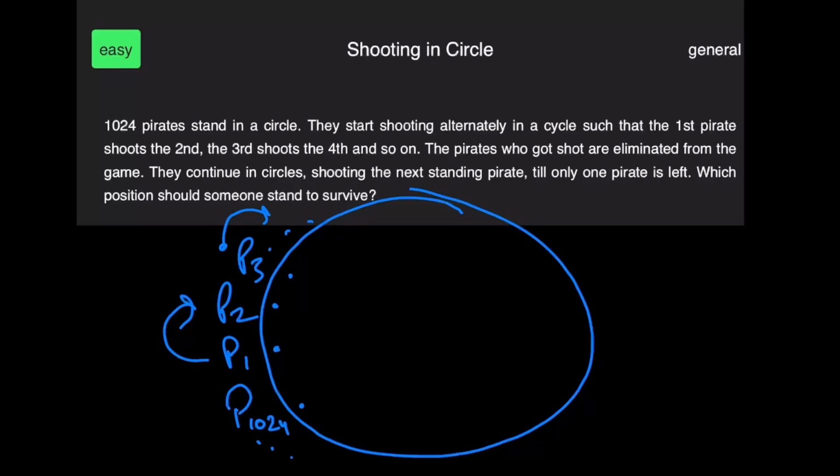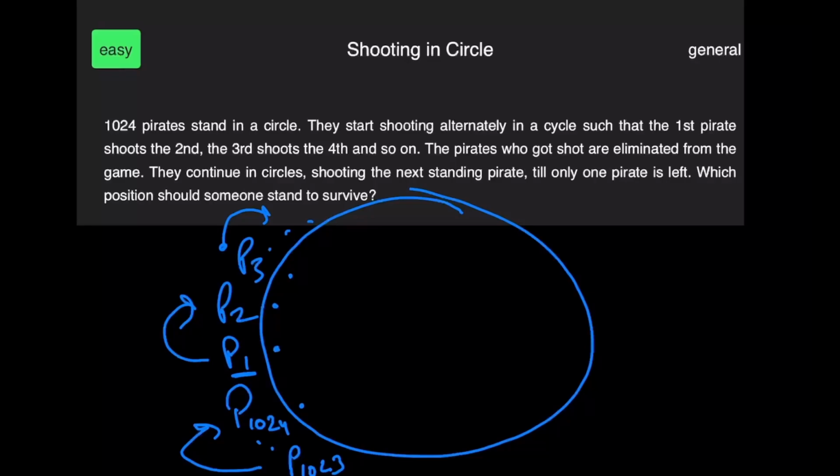And once one round is complete, in this case, that would be pirate number 1023 shooting pirate number 1024. Once that happens, the circle is tightened because now there's only half as many pirates left, and the process repeats. And we keep on repeating this process until there's only one pirate left, and that pirate basically gets to survive. So the problem is to figure out which index or which position we should place ourselves at, if we were a pirate playing this game, in order to guarantee our survival.